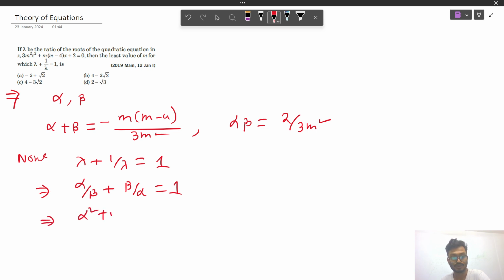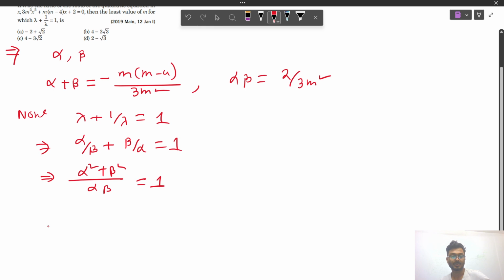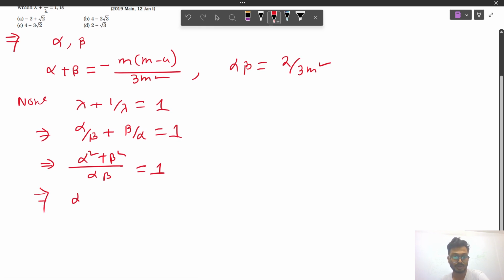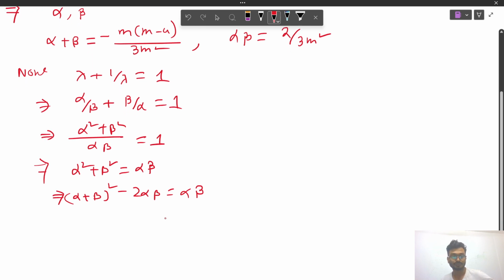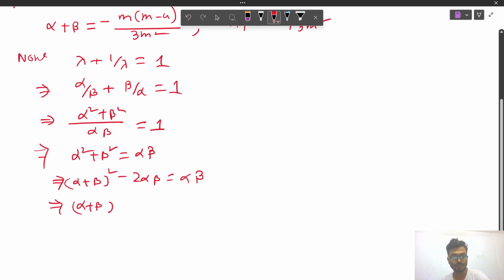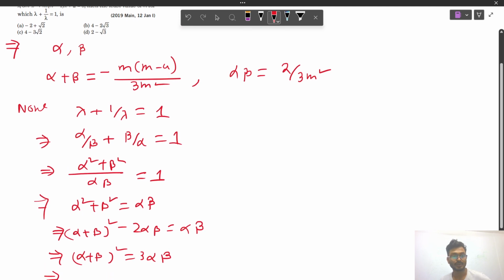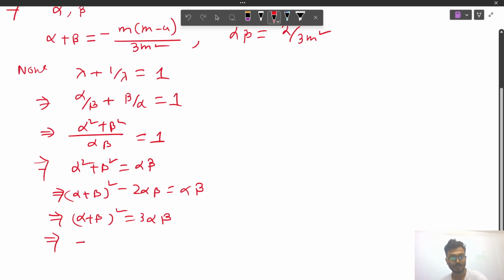This implies that alpha square plus beta square by alpha beta equals 1, right? If we take LCM and multiply, it implies that alpha square plus beta square equals alpha beta. So this implies that alpha plus beta whole square minus 2 alpha beta equals alpha beta. So this implies that alpha plus beta whole square equals 3 alpha beta. Alpha plus beta is minus m into m minus 4 upon 3m square, whole square, equals 3 into alpha beta, means 2 by 3m square.